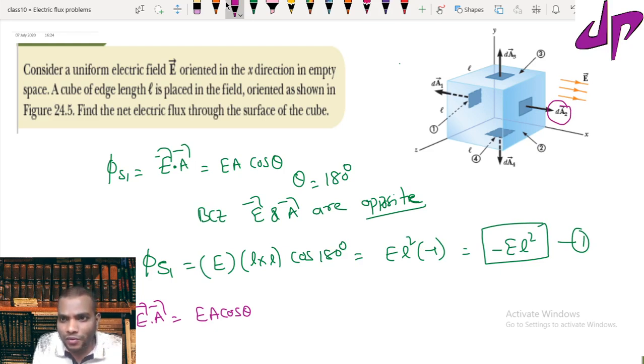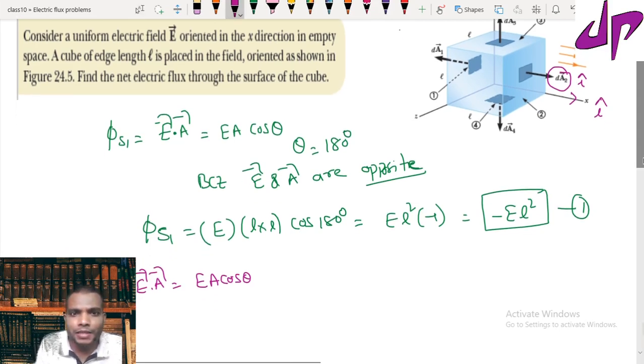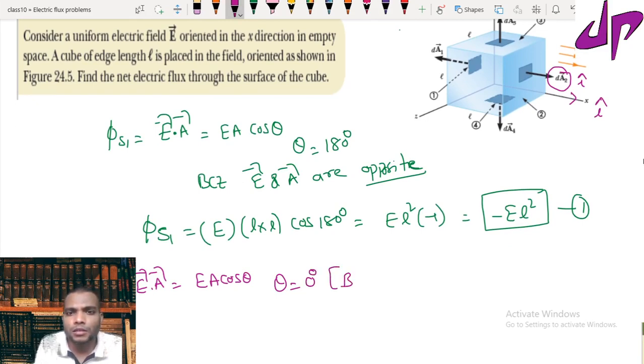Now if you can see in the figure, the area direction and the electric field direction are both along the x-axis. In this case, the electric field is along the unit vector i cap in the x-axis, and the area vector is also along i cap. Now, what is the angle between them? Here theta equal to 0 degrees. Reason? Because E bar and A bar are parallel.